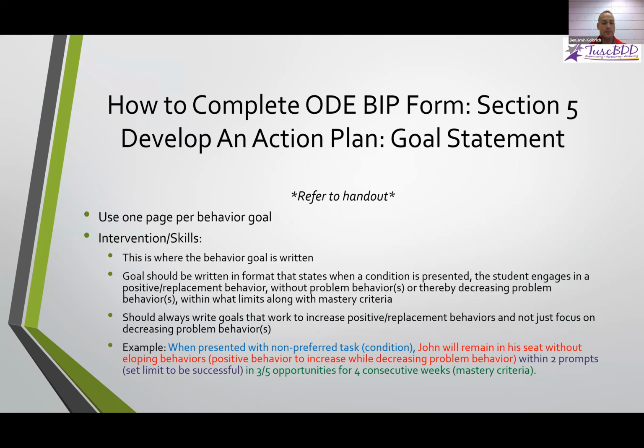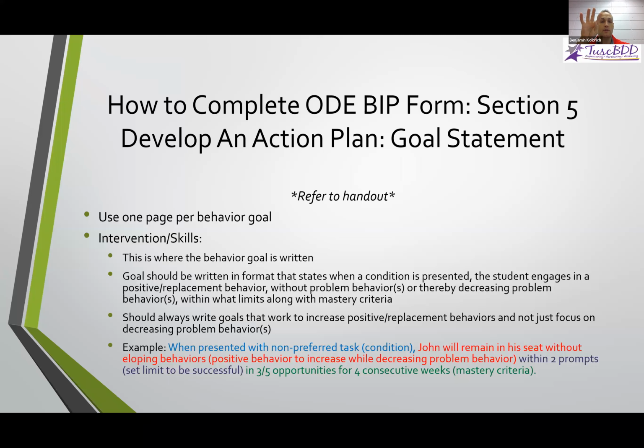So the example here at the bottom is when presented with a non-preferred task, there's your condition, okay? John will remain in his seat without eloping behaviors. There's the positive behavior to increase while decreasing the problem behavior. See how we put that together? Within 2 prompts, there's your limit to be successful, and 3 out of 5 opportunities for 4 consecutive weeks, and that's your mastery criteria. So there are your 4 parts to your goal, okay?